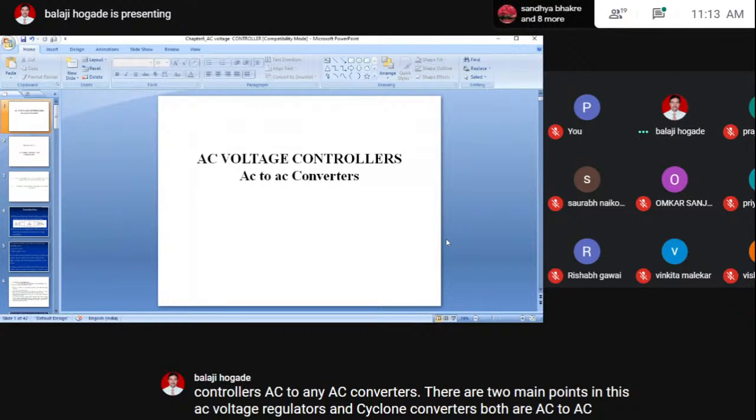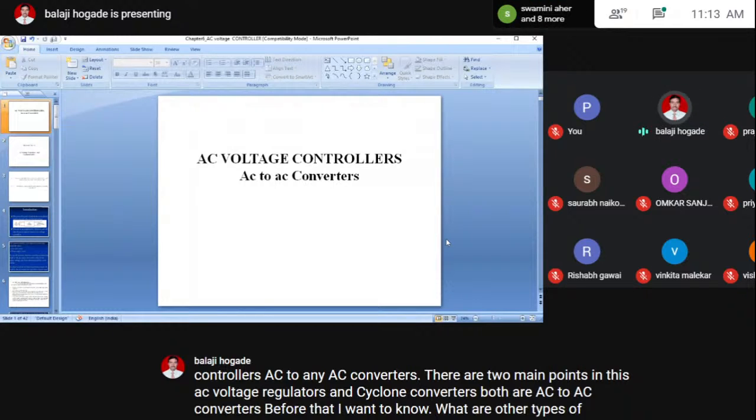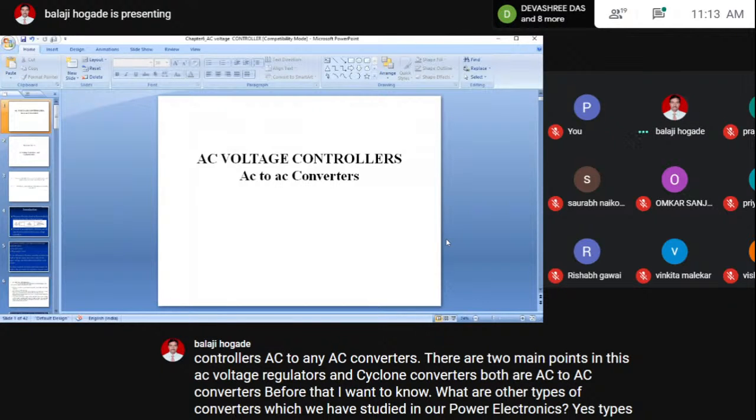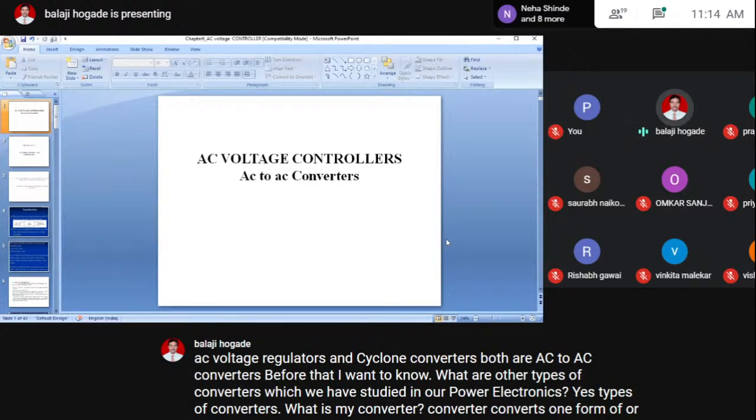Before that, I want to know what other types of converters we have studied in our power electronics. Types of converters. What do you mean by converter? A converter converts one form of power into another form. That is the converter.